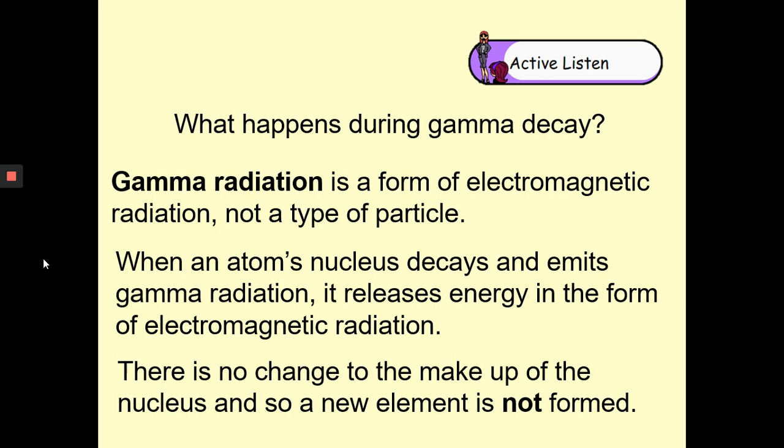When it comes to neutron decay, that one's a little bit more complex, and you don't study the nuclear decay equation for that until A-level physics. So for nuclear decay, you just need to know it happens when it's a neutron, not the equation.